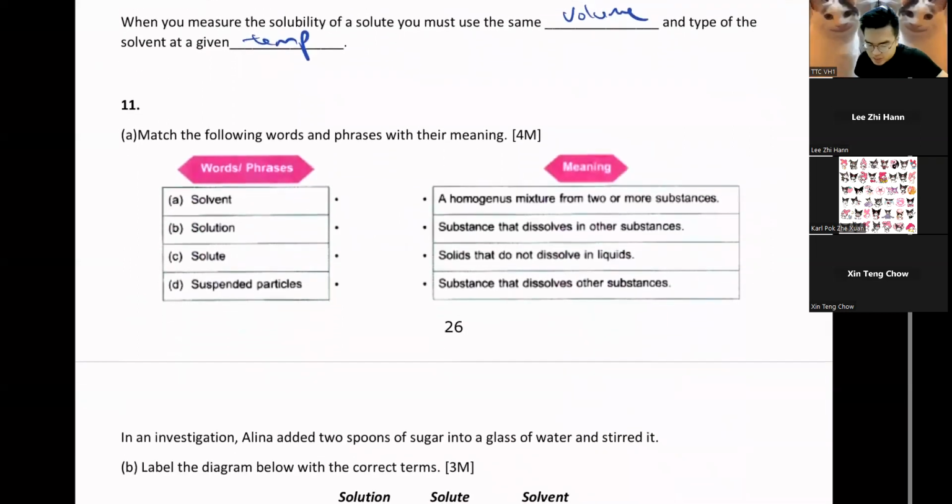Right? 11, what is the solvent? Solvent is the liquid, something that dissolves other substance. Solution is a mixture. Okay, what is homogeneous? Homogeneous means they won't sink to the bottom. They are equally everywhere.